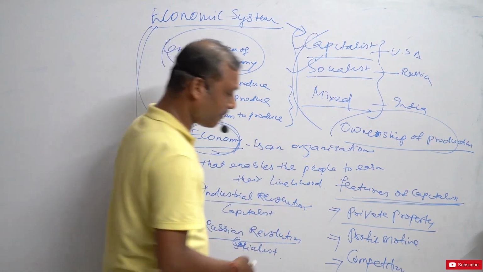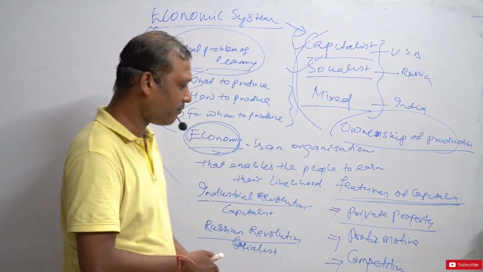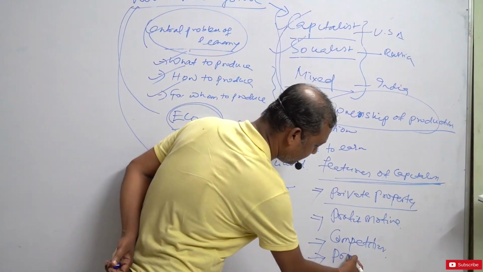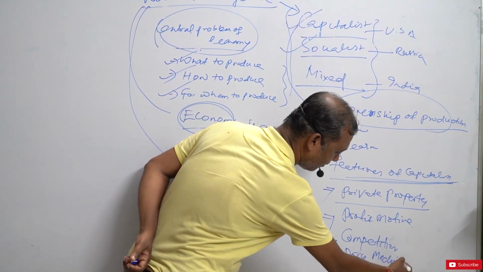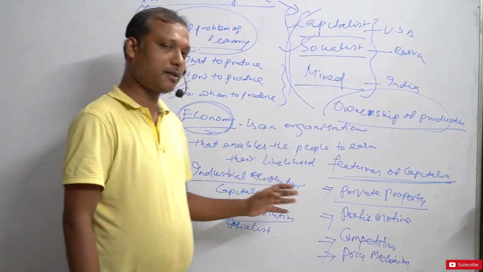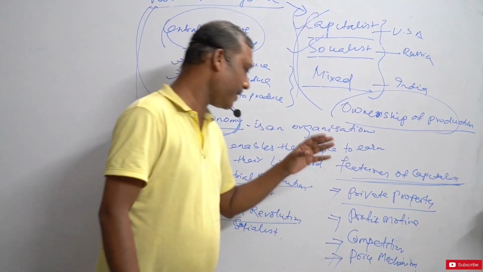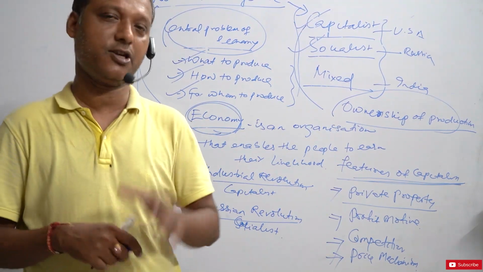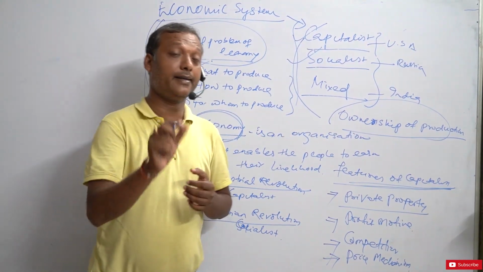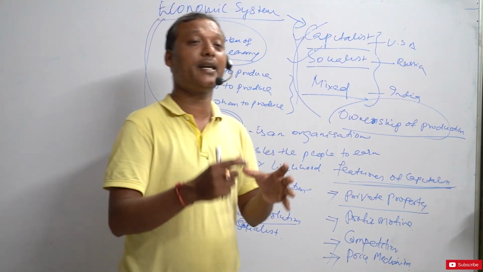Then let us think about the other points we will discuss. I told you about private property, profit motive and competition. One more point I should talk about, that is your price mechanism. Point number 4, we are talking about the features of a capitalist economy, and the point is price mechanism. What do you mean by price mechanism? First of all, you should understand the meaning of price mechanism. It is an important concept, where price is fixed by the market forces.